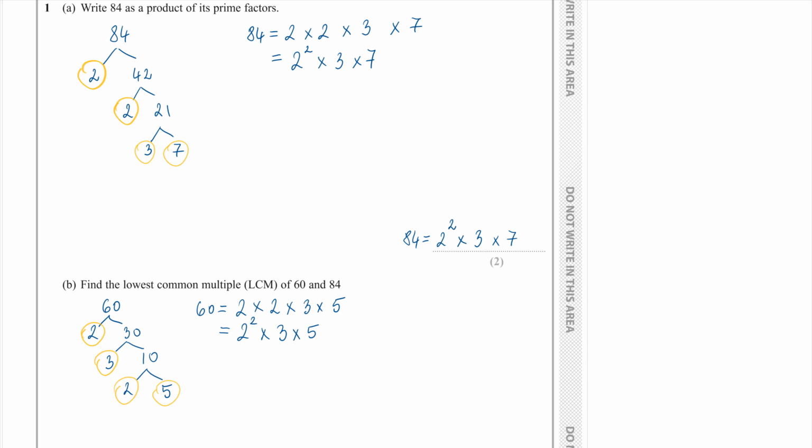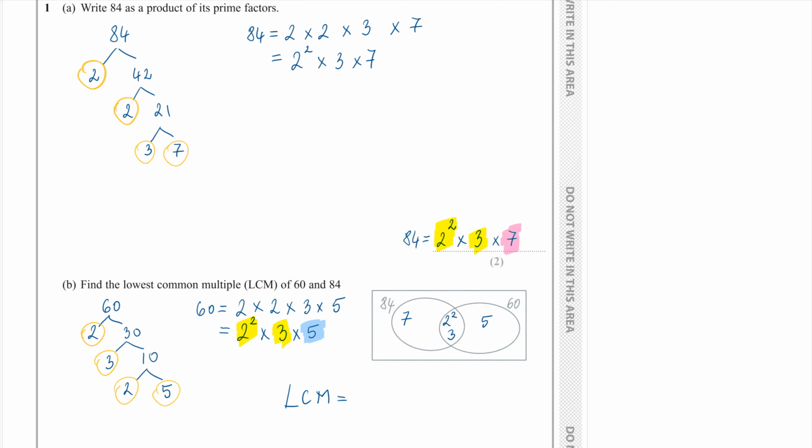To find the lowest common multiple, LCM, we can draw a Venn diagram. The common prime factors go in the overlap. 2 squared is common in both of them, so it goes in the overlap. And 3 is also common. 7 only belongs to 84, and 5 only belongs to 60.